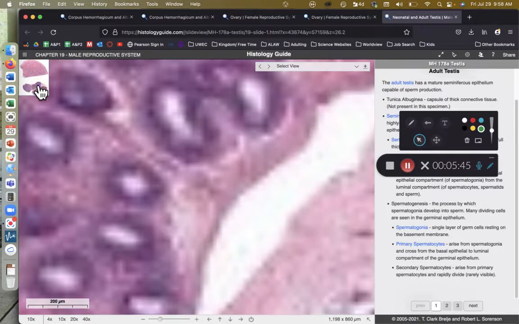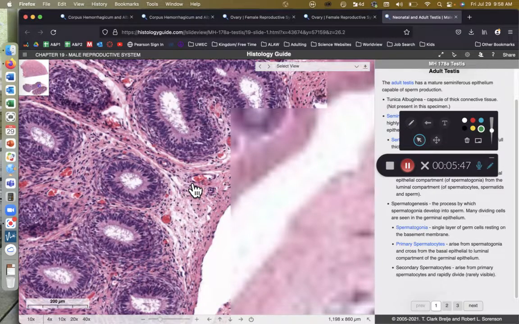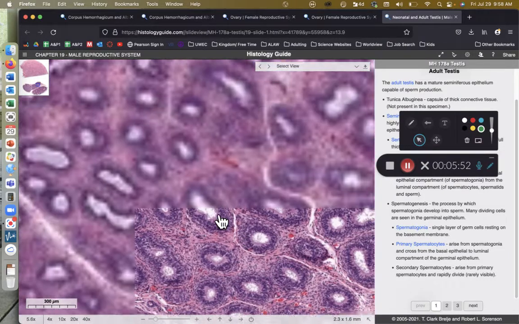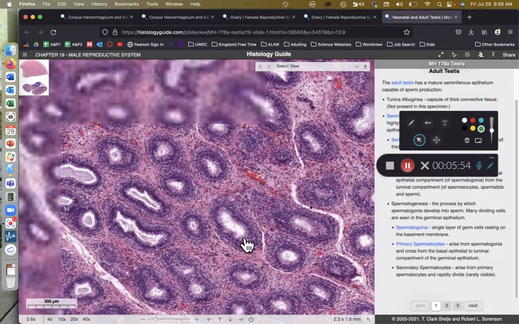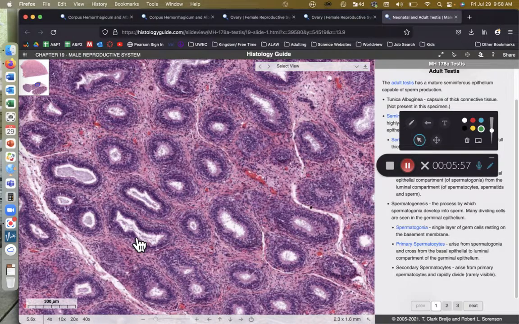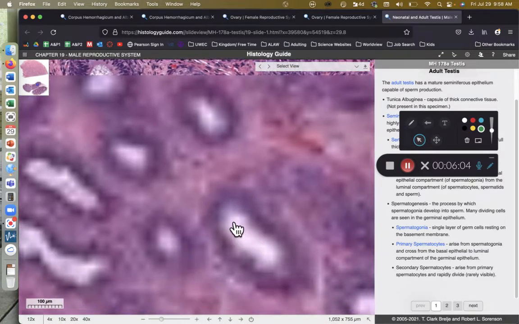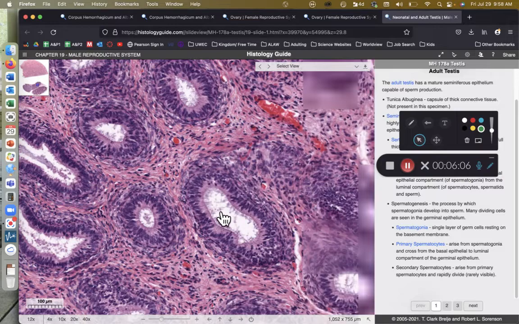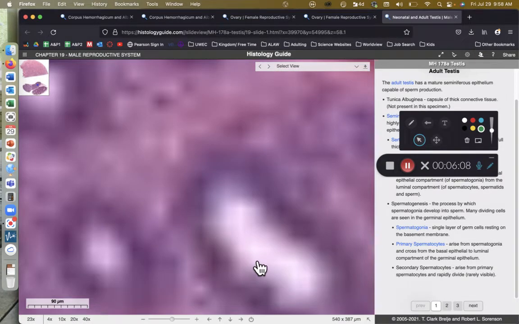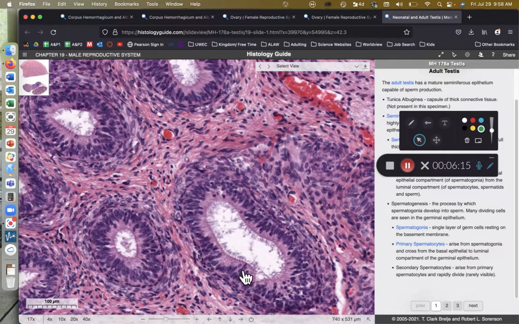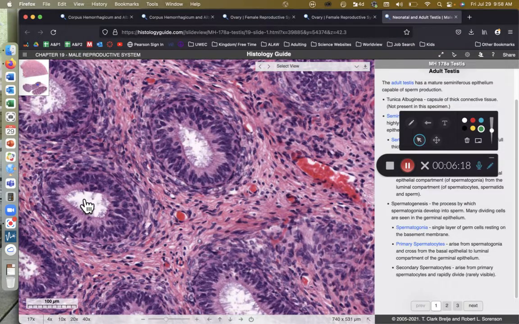So I'm going to punt down here and go and look at our histology of the seminiferous tubules. As we look at those seminiferous tubules, we can see in the lumen of the seminiferous tubules are late spermatids much more clearly. Assuming we find one.